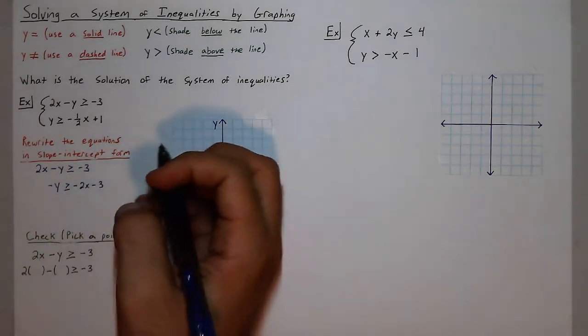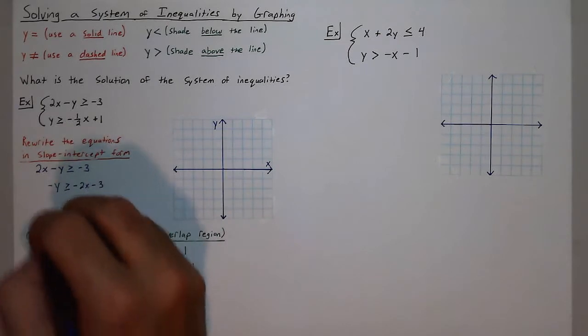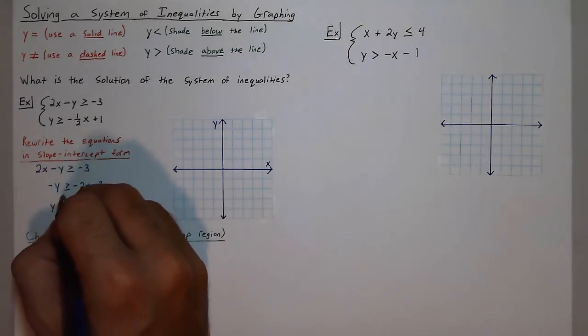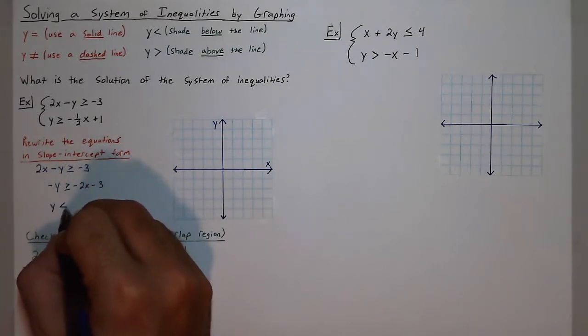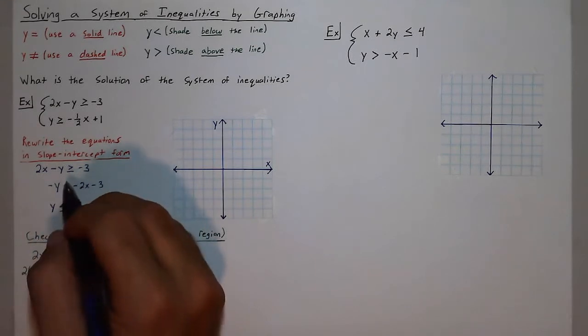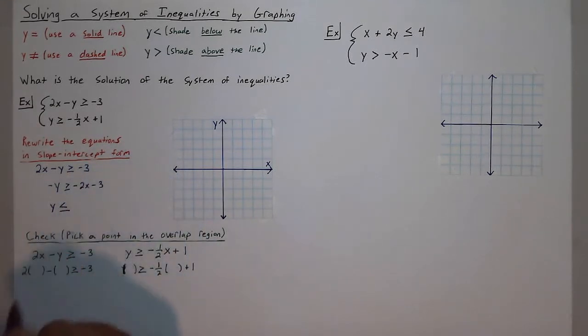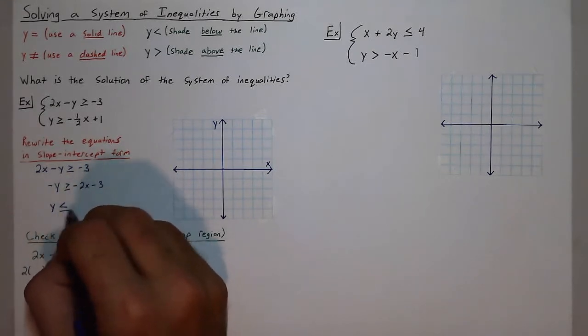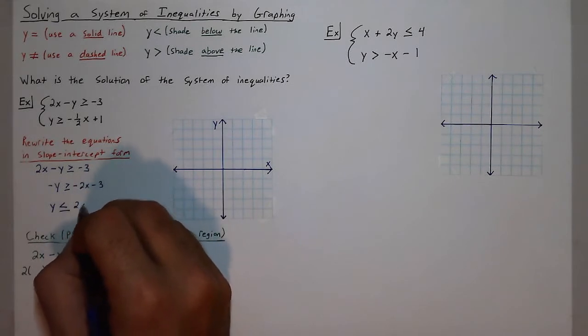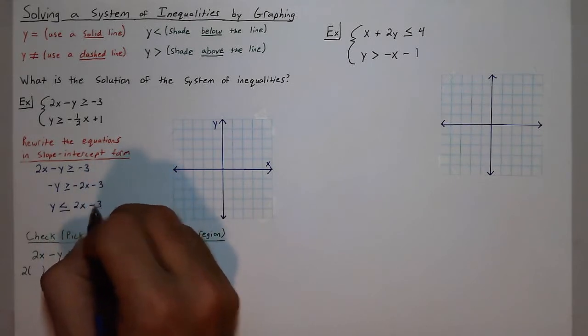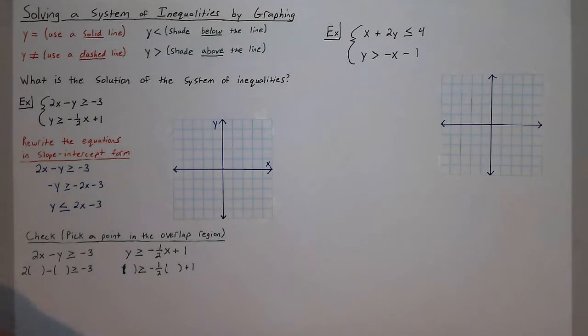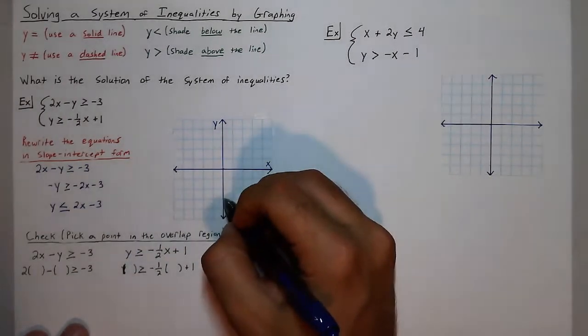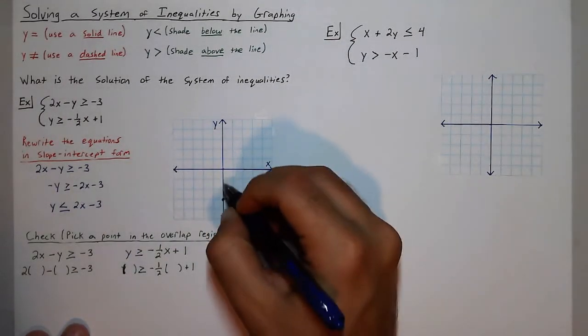Then multiply each side of the equation by negative 1. Now, when I multiply by a negative, my inequality is going to flip the other direction. So now it will no longer be greater than, it will be a less than inequality. And I'll have y is less than or equal to 2x minus 3. So when I go to graph this equation, I'll have my y-intercept of negative 3, my slope of 2.